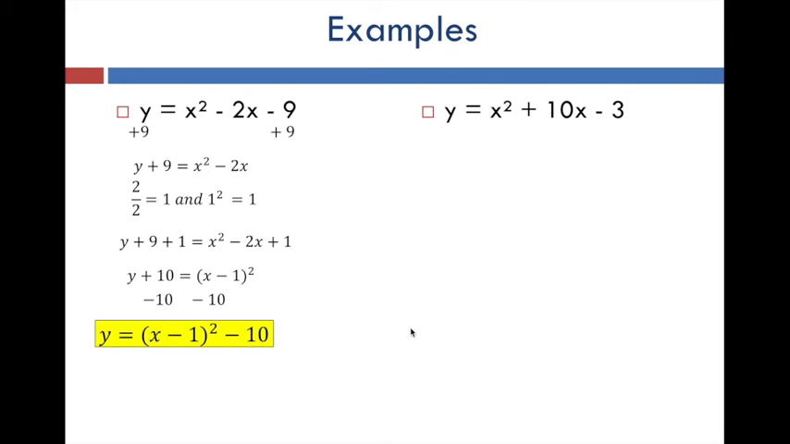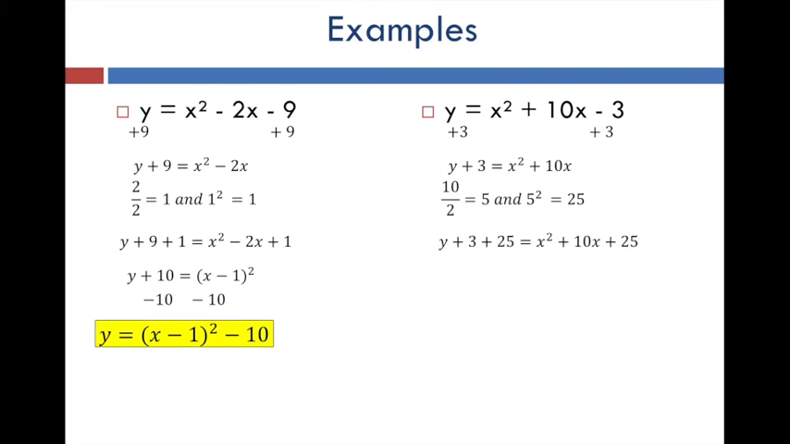Okay, let's try it on this side. So I'm going to start by adding 3 to both sides to get it in the correct form. I do not have an a to factor out, so now I'm going to take half of b and square it. So half of 10, which is 5, and square it, 25. I'm going to add 25 to both sides. Now I'm going to factor the right side. The square root of x squared is x. The square root of 25 is 5. Now I'm going to subtract 28, and my answer is y equals parentheses x plus 5 squared minus 28.